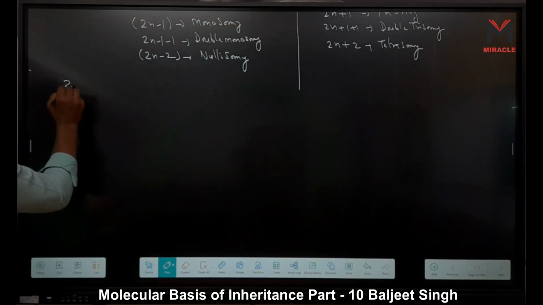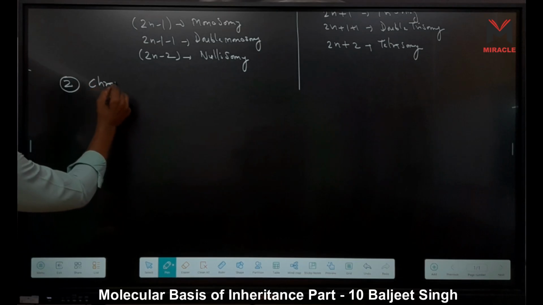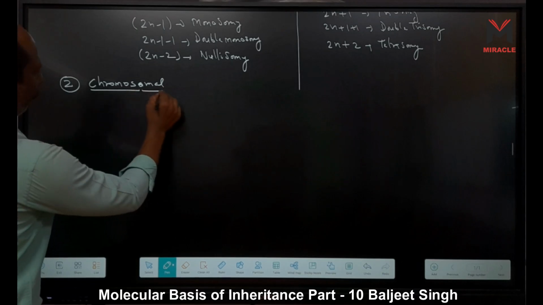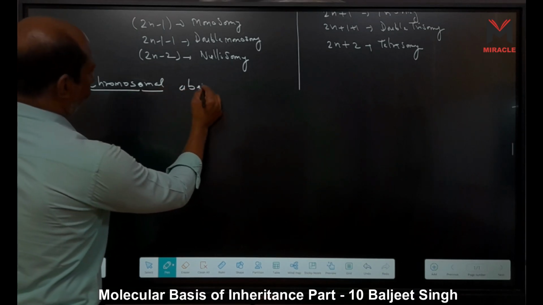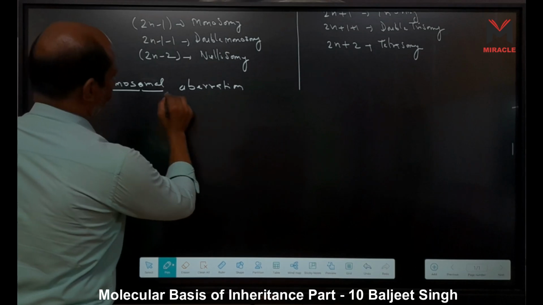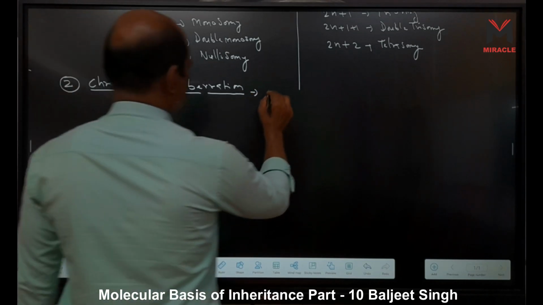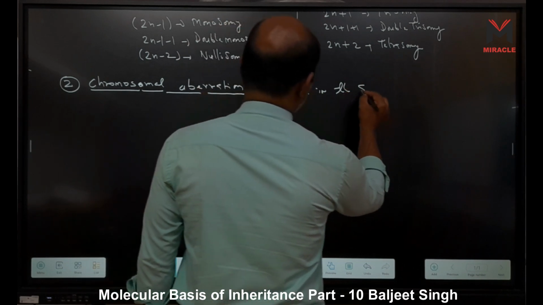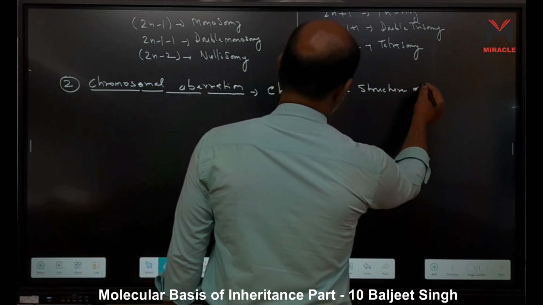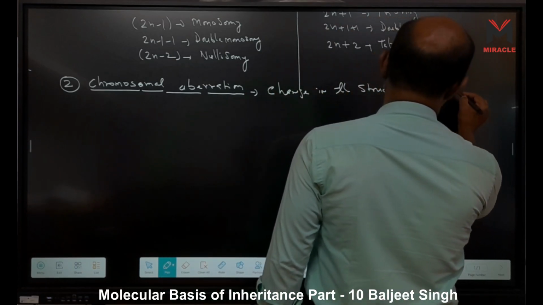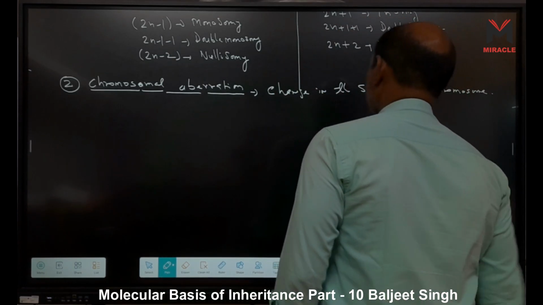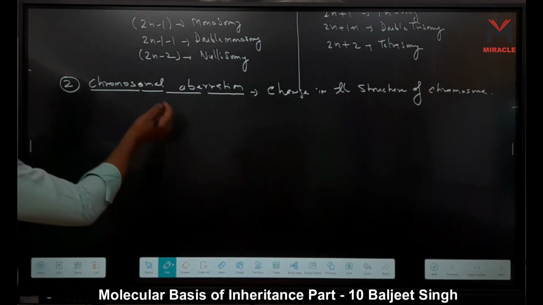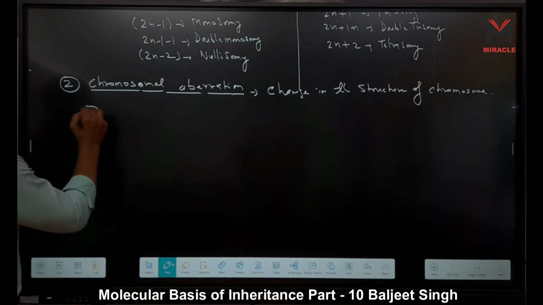Second, chromosomal aberration. That means what? Change in the structure of chromosome. Right? Many types are there. First one is our deletion.